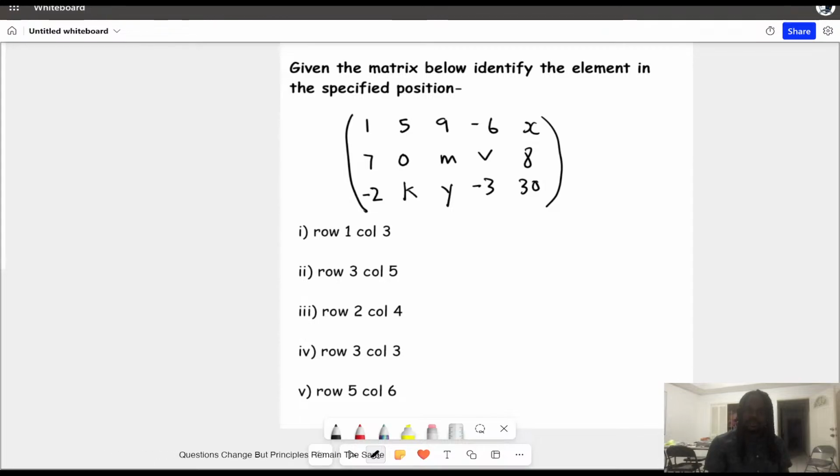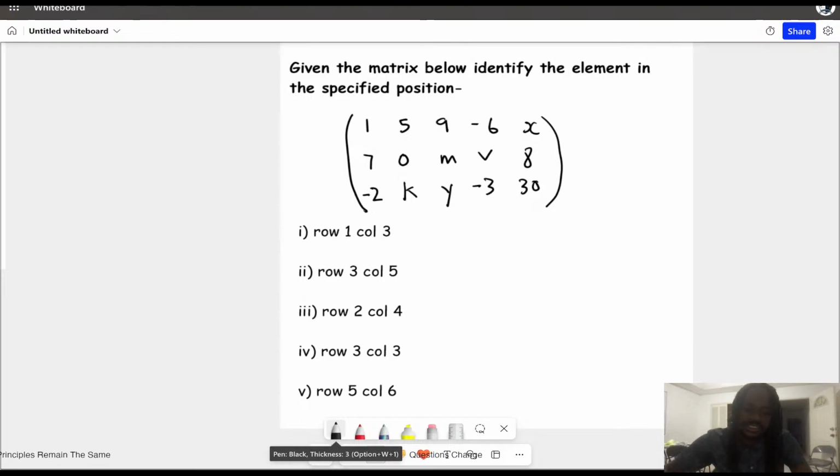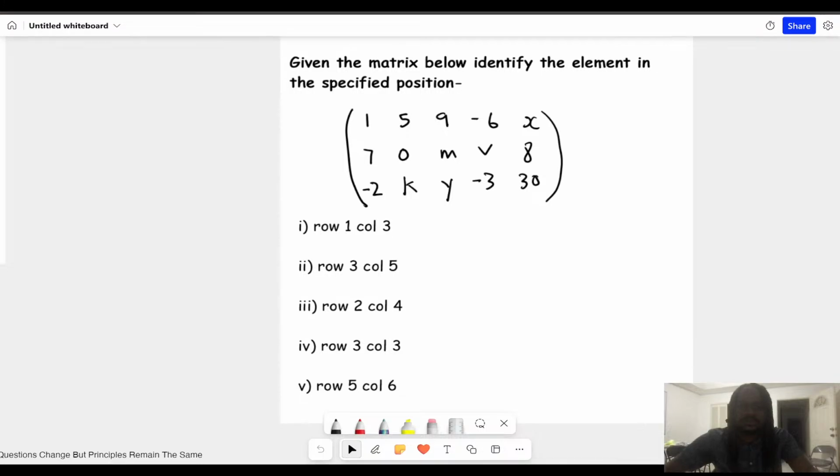Alright. Next, what about row 3, column 5? 30. Alright. What about row 2, column 4? And what about row 3, column 3? Y. Row 3, column 3 is y. And then the final one, what about row 5, column 6?